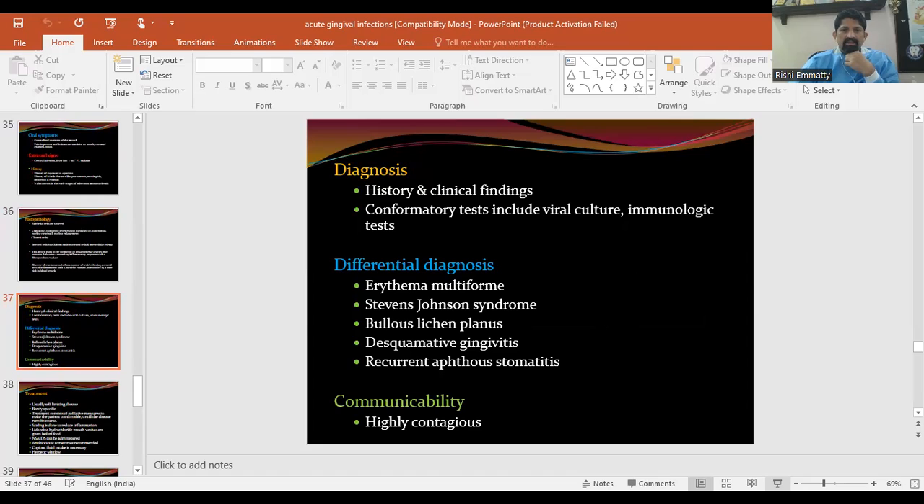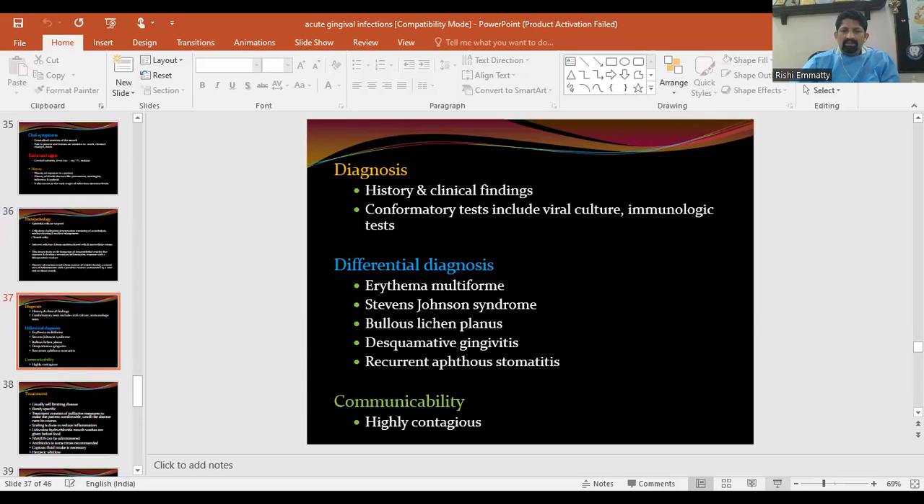Diagnosis is made with history and clinical findings and confirmatory tests. You can include viral culture or immunological tests because it has a specific etiology, unlike NUG, because of the viral infection. Differential diagnosis mainly includes erythema multiforme, Stevens-Johnson syndrome, bullous lichen planus, desquamative gingivitis, or recurrent aphthous stomatitis.